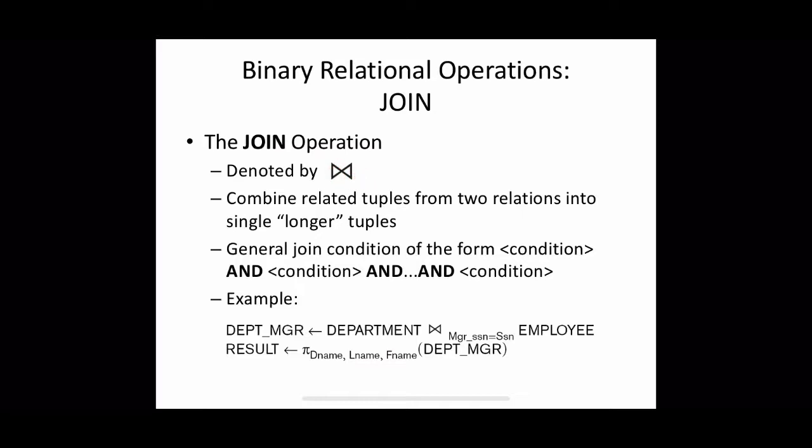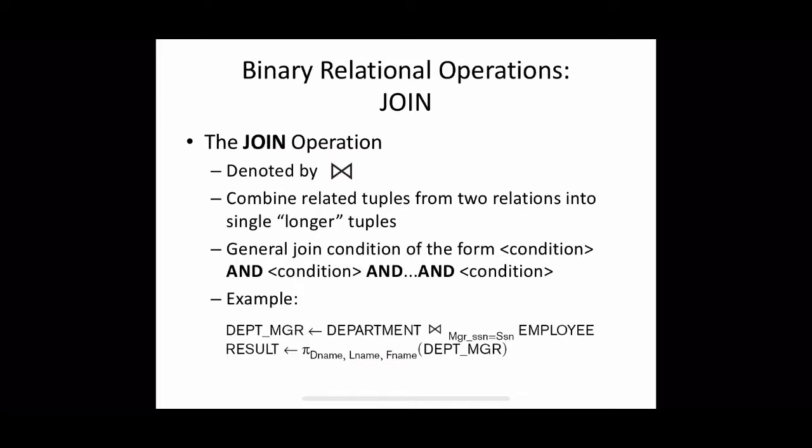This is very important for any relational database with more than a single relation, because it allows us to process relationships among different relations. Just for example, suppose that we want to retrieve the name of the manager of each department. So we don't have such a relation, right?